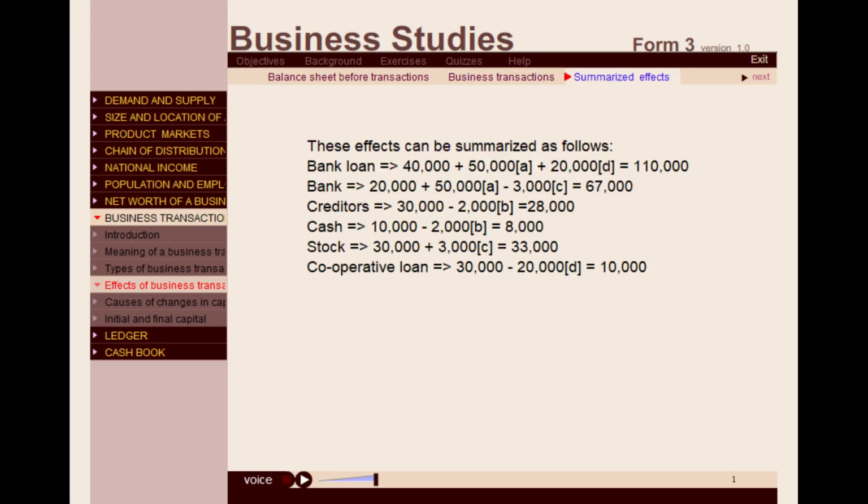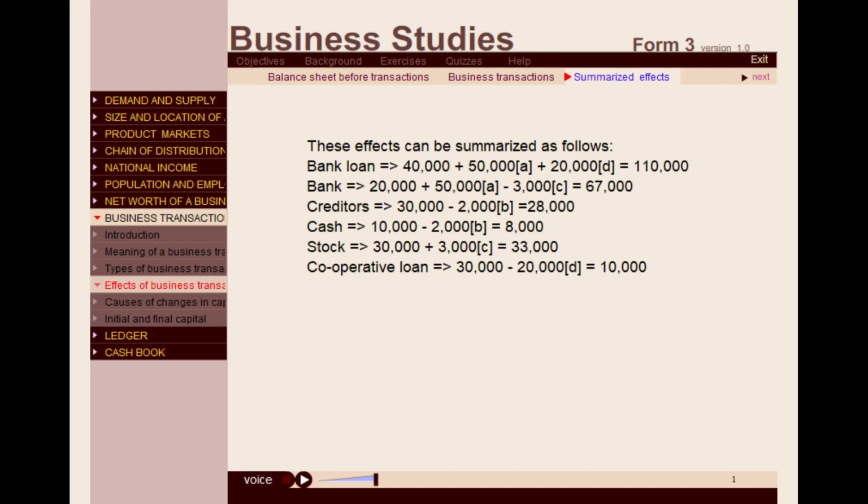These effects can be summarized as follows. Bank loan is equal to 40,000 plus 50,000 plus 20,000, which is equal to 110,000. Bank is equal to 20,000 plus 50,000 minus 3,000, which is equal to 67,000. Creditors is equal to 30,000 minus 2,000, which is equal to 28,000.